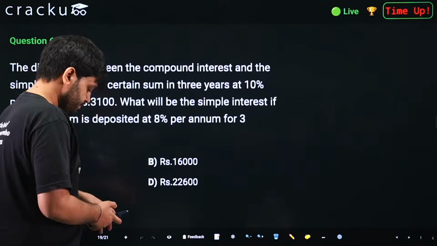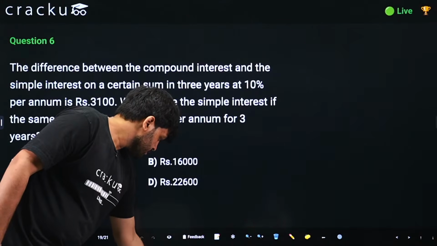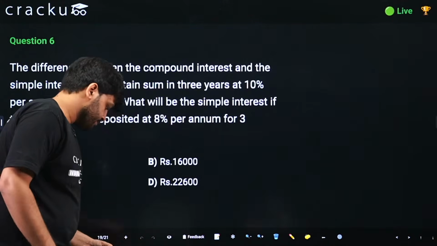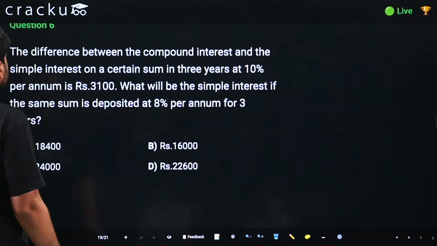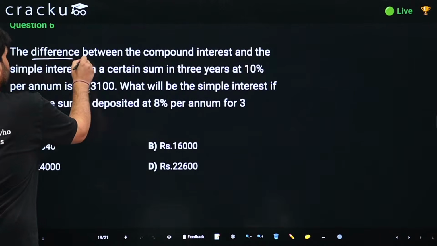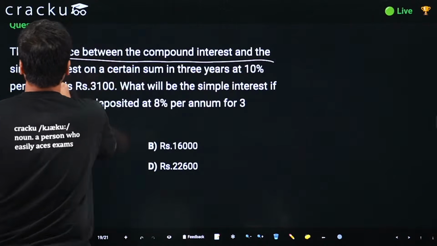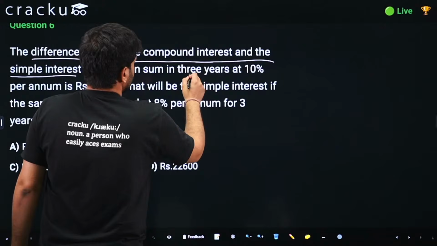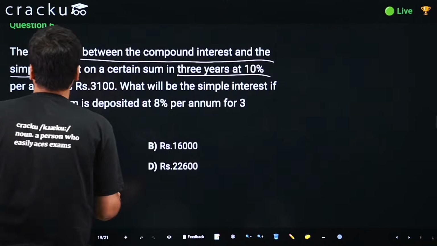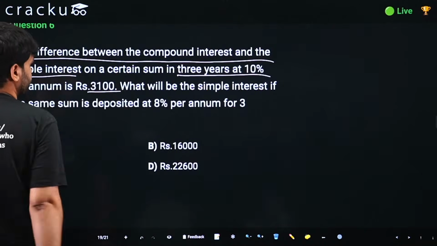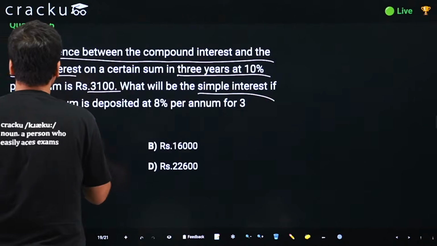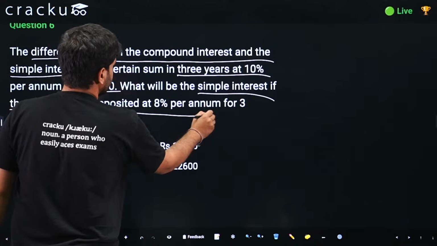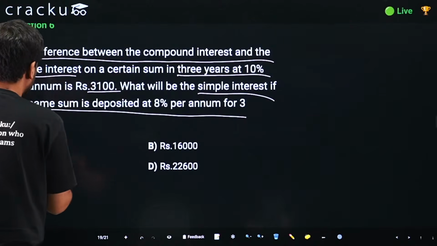Time is up, guys. Let us solve the question. In this question, we are given that the difference between compound interest and simple interest on a certain sum in 3 years at 10% is 3,100. We are asked what will be the simple interest if the same sum is deposited at 8% for 3 years.